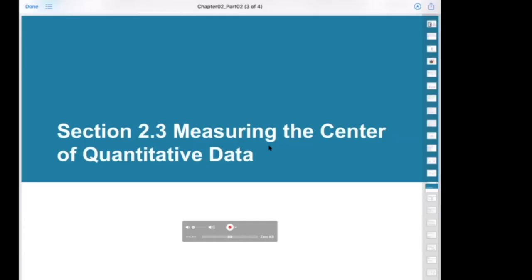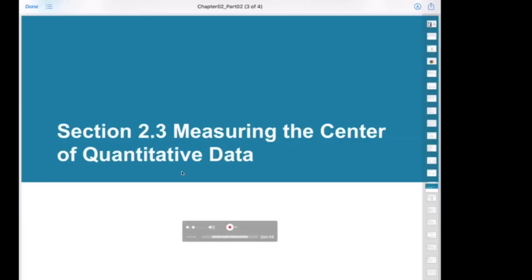Today, we will start to calculate some statistics. And these statistics should summarize our data in a few groups of numbers, okay? So as you can see here, we will start with something called the measuring the center of quantitative data, or sometimes we call it the measures of central tendency. So what that means? That means we need to calculate where is the center of our data. Where is the center of our data, okay?